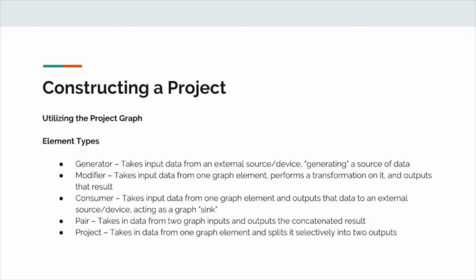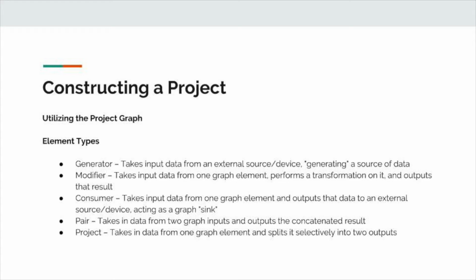In order to build a project, one needs to understand a bit more about the project graph and how to properly utilize it. The project graph is the canvas that users can drag element nodes onto and construct a program. Every DataPipe element has a type defining how that element interacts with data. The following element types below define the possible operations on data in any project graph.